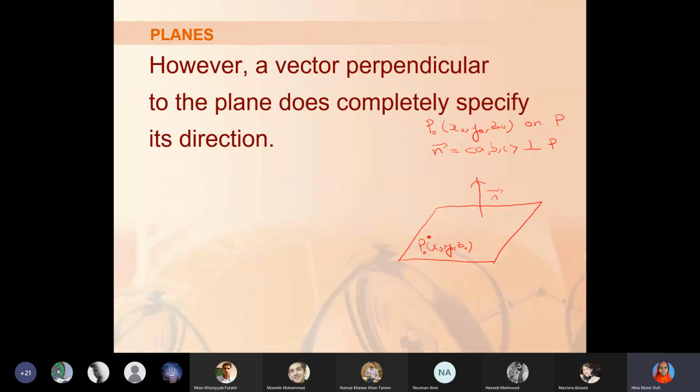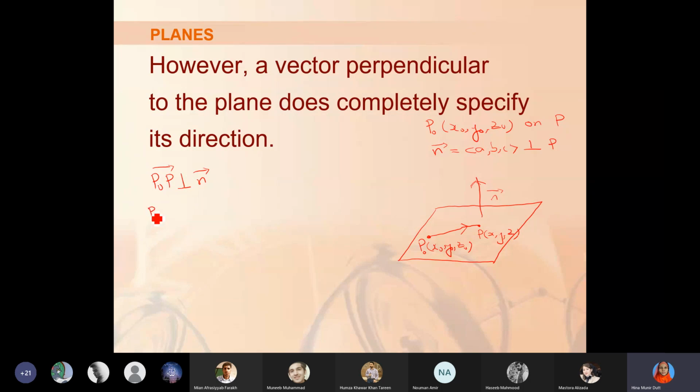So if I take any vector, let's form a vector by taking an arbitrary point on the plane, with no condition on that point. I join this P naught with P. Now I form a vector P naught P and the normal vector. So what is the relationship between vector P naught P and the normal vector? They are perpendicular to each other.